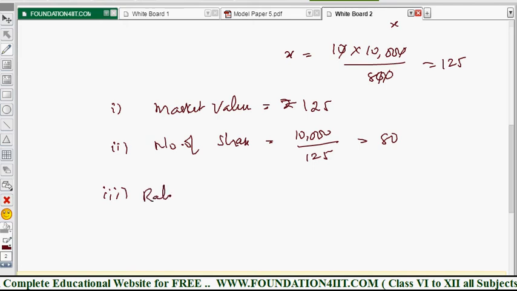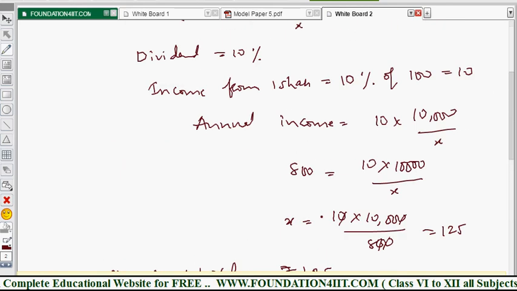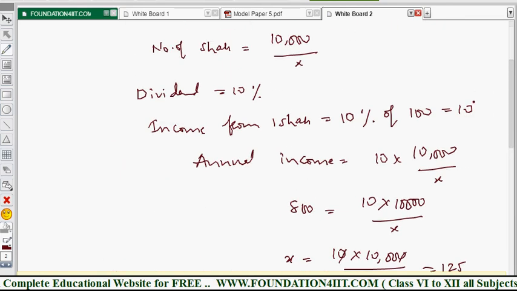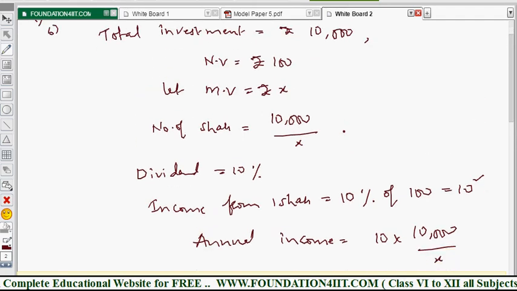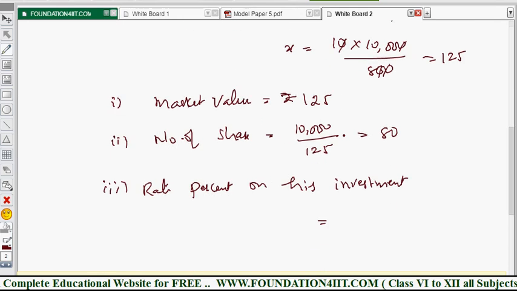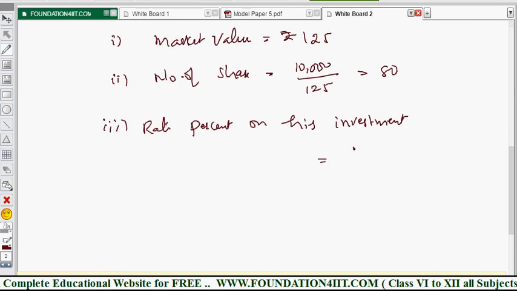If you see this, rate percent on investment. Whenever you need to find out rate percent on investment, here the income from one share is rupees 10, by the market value of one share, 125. So income from one share is rupees 10 and market value of one share is 125, into 100.